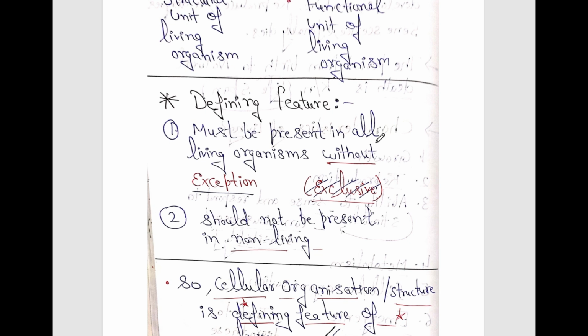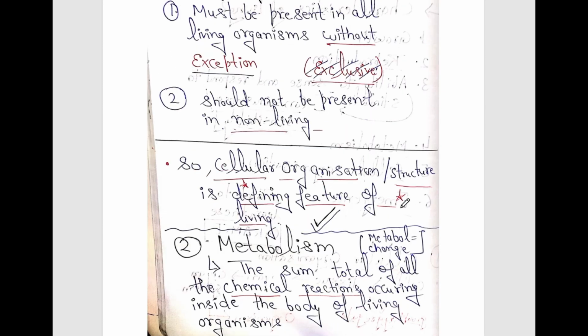Now we are going to talk about defining feature. What does defining feature mean? It must be present in all living organisms without exception and should not be present in non-living things. Again repeating, it must be present in all living organisms without exception and should not be present in non-living things. So, cellular organization or cellular structure is a defining feature of living.